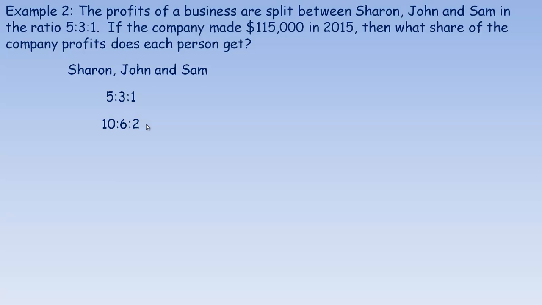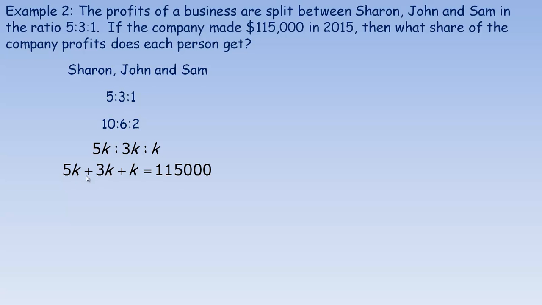Now, of course, those amounts of earnings are pretty small for a business. We're talking about a business that made $115,000. So we want to find out what number I multiply this ratio by so these 3 larger numbers still add up to 115,000. I'm going to call that number K. I'm going to multiply each of these by K, so the 5 becomes 5K, the 3 becomes 3K, and the 1 becomes just 1K, or just K. And so I'm going to solve this equation. The 5K and the 3K and the 1K have to add up to that $115,000 that the business made.